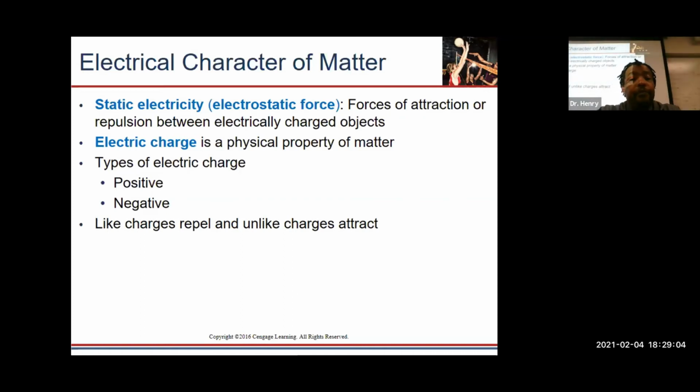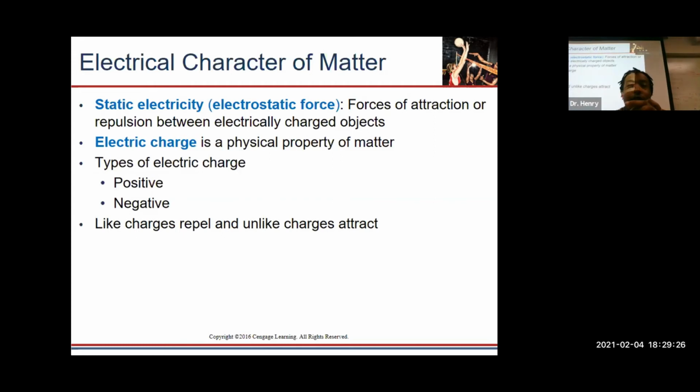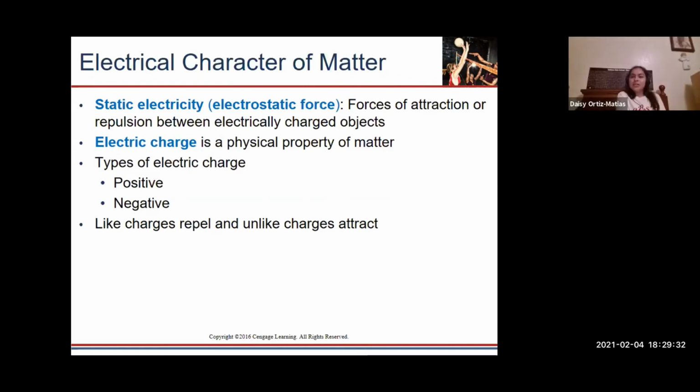Now we have what we call electrostatic forces. Electrostatic forces are basically forces that are a result of charges. If we have a charge that's positive and a charge that's negative, what's going to happen? They're going to attract, they're going to come together. Opposites attract. If I have a positive and a positive, what's going to happen? They're going to repel each other.